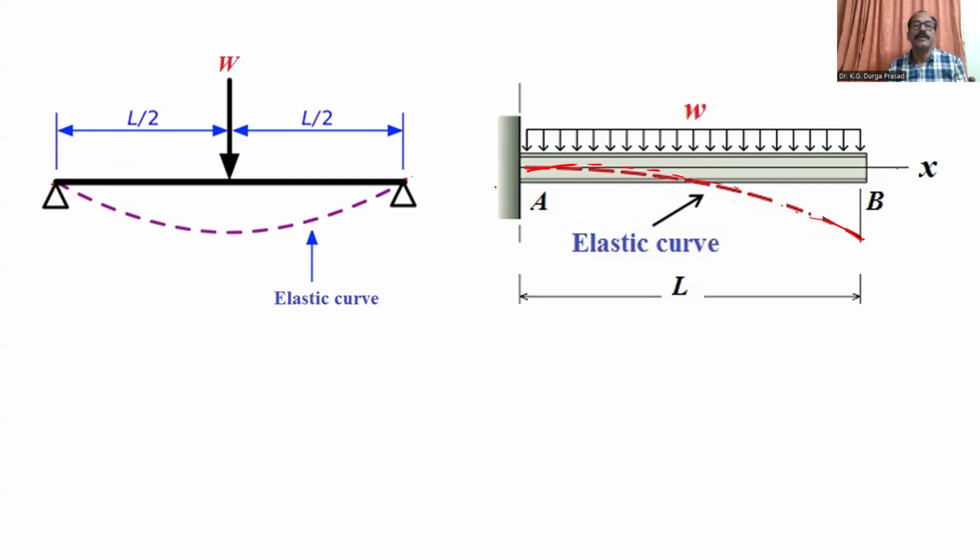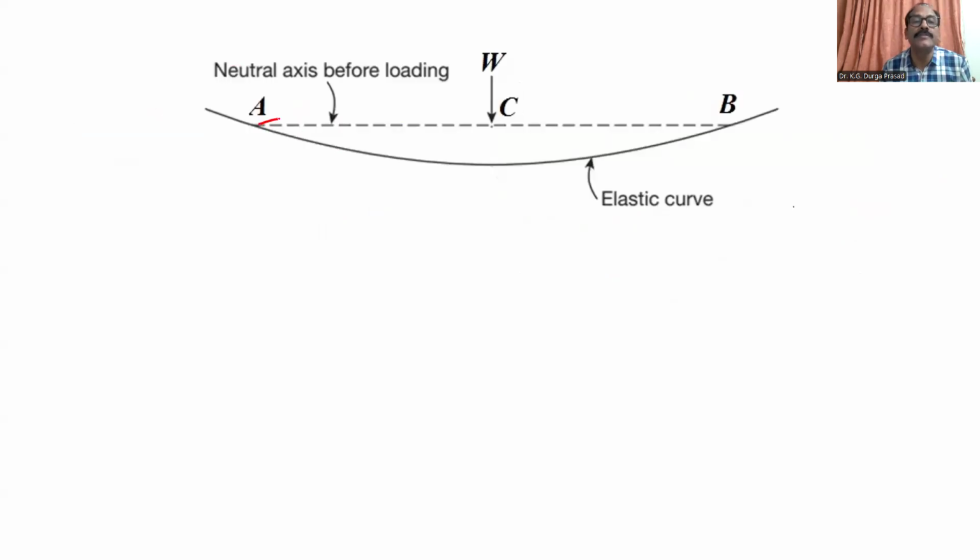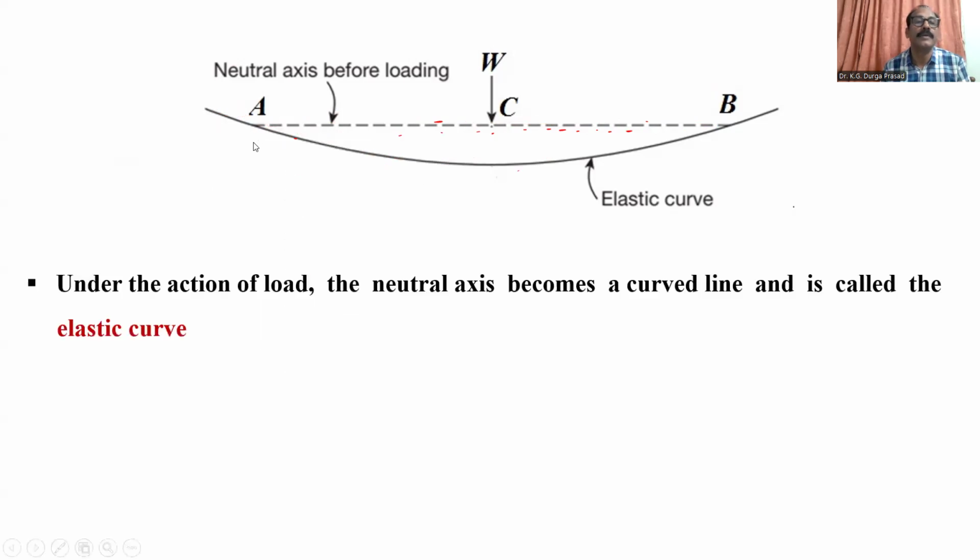Now, in simple terms, we can understand here A to B. What is this dotted line? It is the undeformed position of the beam when there is no load acting on it, right? Once load is acting, it takes the curved form. See this, this is the curved form. Because of this load, the neutral axis becomes a curved line. You understand the curved line. This curved line we can call an elastic curve.